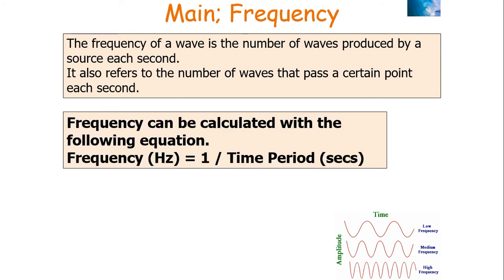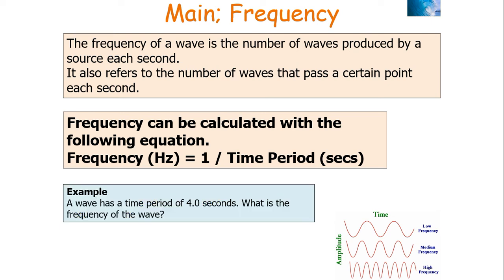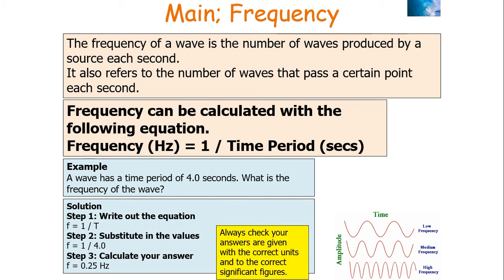Now, the frequency can be worked out with the equation frequency is equal to 1 over time period. Now, this equation is given to you in your exam, so you need to be able to use it but not recall it. So an example question would be, a wave has a time period of 4.0 seconds. What is the frequency? So you write out the equation. Frequency is 1 over time period. You substitute the values in. Frequency is 1 over 4.0. You calculate your answer and place a unit on there. Frequency is 0.25 hertz. So always put your units on and check that you've got the correct number of significant figures.